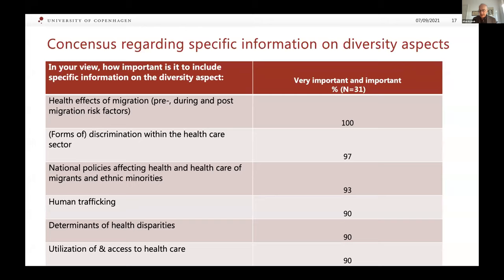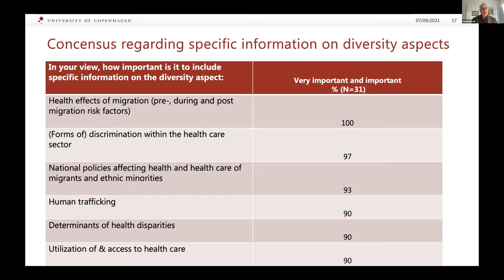The experts were asked what they think is most important, important, less important, or not important at all. And this table provides those issues that were given the most consensus in the group. Everybody agreed that health effects of migration is very important or important. Almost everybody agreed that forms of discrimination within the healthcare sector is important, and also that national policies affecting health and healthcare of migrants and ethnic minorities is crucial.